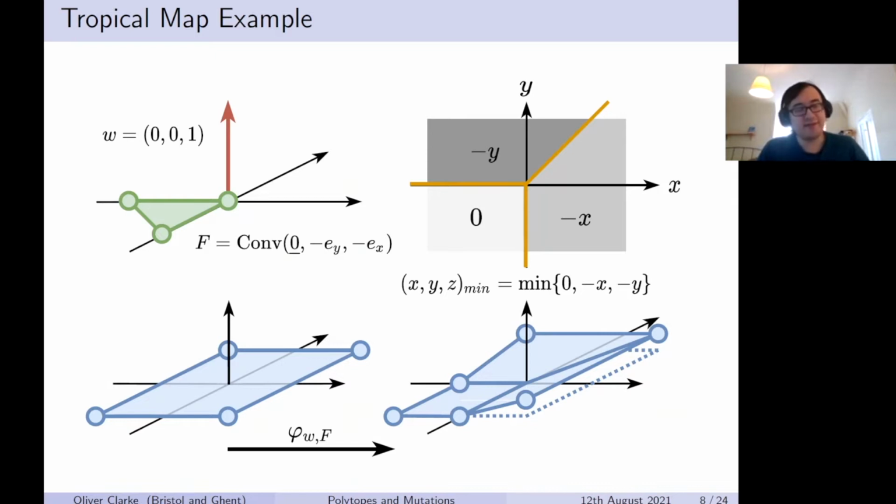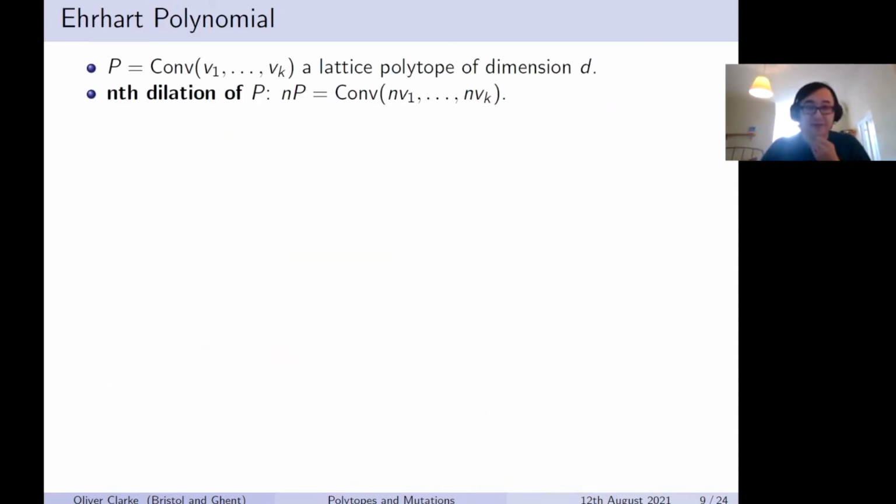What are some properties, say, that are preserved by the tropical map? So one thing that you can look at is the so-called Ehrhart polynomial, and this is going to count the number of lattice points in dilations of a polytope. So if I have a polytope P, which is the convex hull of v_1 up to v_k, then the nth dilation of P is going to be the convex hull of n v_1 up to n v_k.